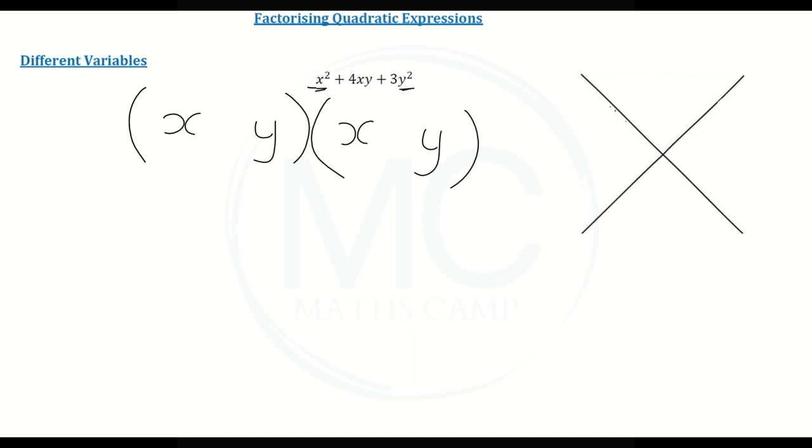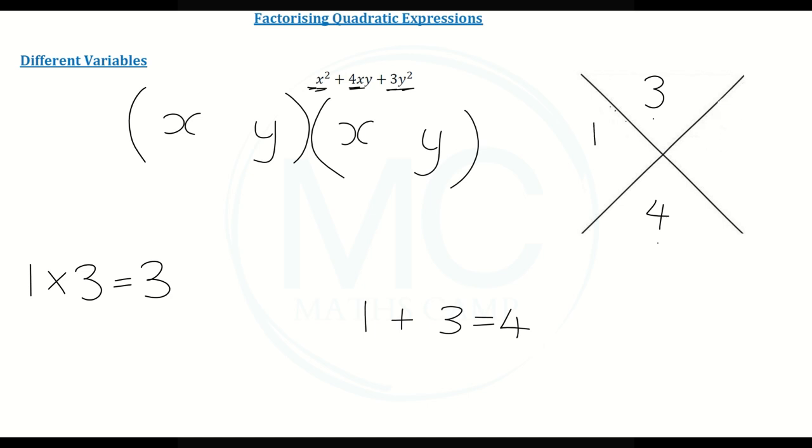Now let's look at our coefficients. The coefficient of the first term is 1, and the coefficient of the last term is 3. So we can say 1 multiplied by 3, and we get 3. So let's put 3 up here. The coefficient of the middle term is 4. Let's put this down here. This means we need to find factors of 3 that when added together give us 4. 3 is positive, and 4 is positive, which means both factors will be positive. 3 only has two factors, 1 and 3. 1 plus 3 gives us 4. So we know the factors we need to consider are 1 and 3.